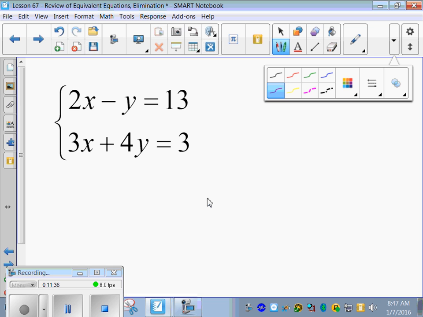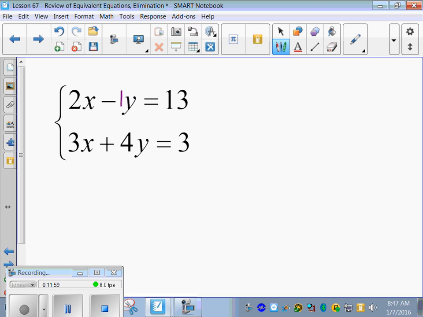This one is actually easier to cancel one of them because we only have to multiply one equation if we choose one of the variables correctly. So, Ben, do you think it's easier to cancel the x's or the y's? You are correct, okay? It is easier to cancel the y's. I have a negative 1 in front of this y and a 4 in front of this y. What's the smallest number that 1 and 4 go into?